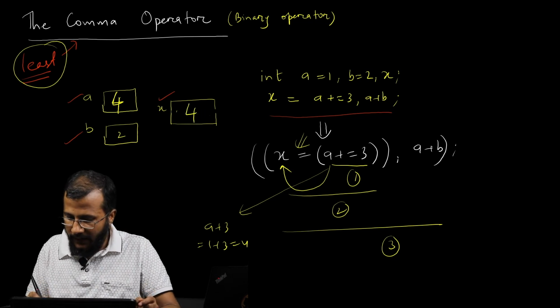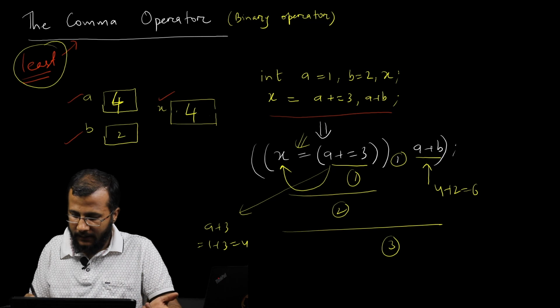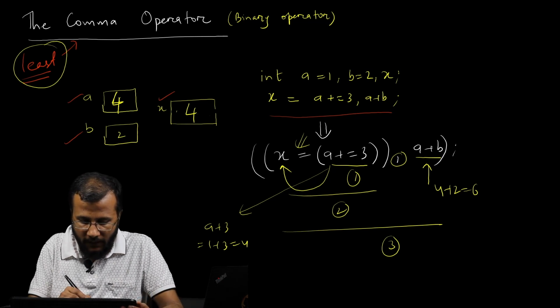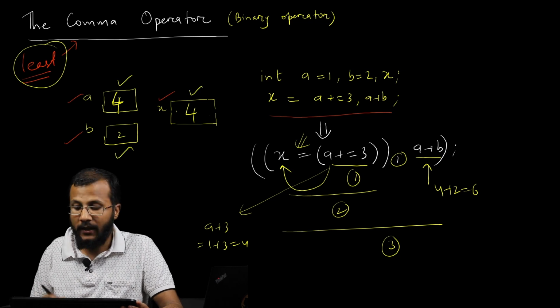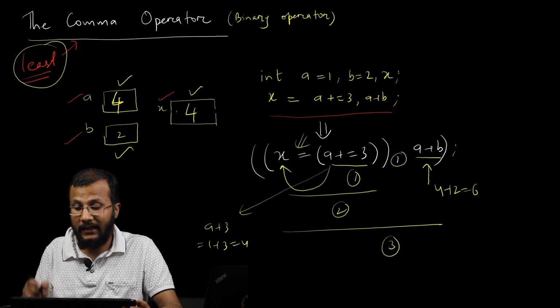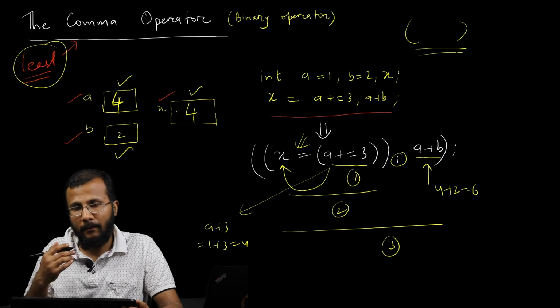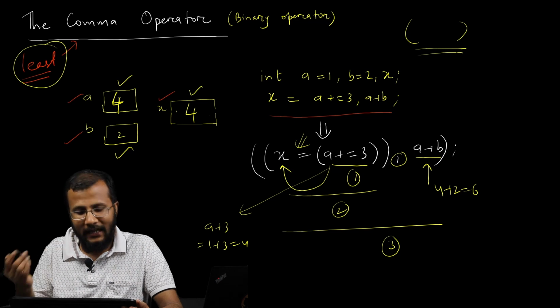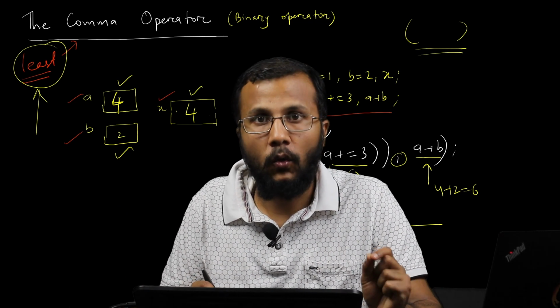Okay. Finally, this A plus B is evaluated. So 4 plus 2 would be 6, right? And then this is not stored anywhere else. So finally, the answer is A is 4, B is 2 and X is 4. So whenever you want comma to be evaluated first, make sure that you include the comma operator in parentheses, because by default comma would be evaluated at the end because it has the least priority. This is how the comma operator works.